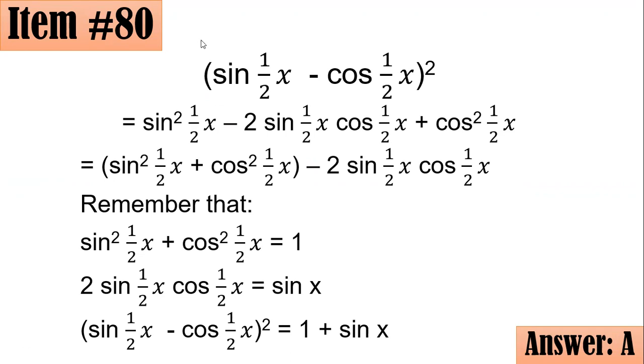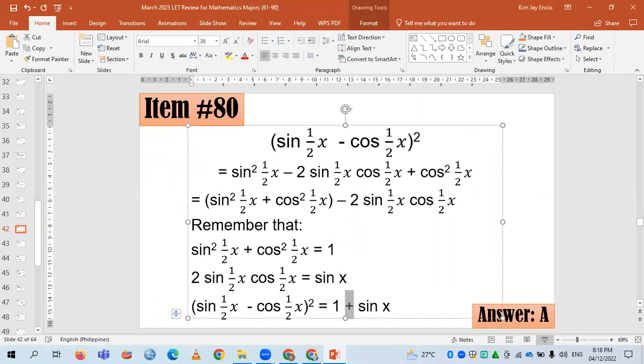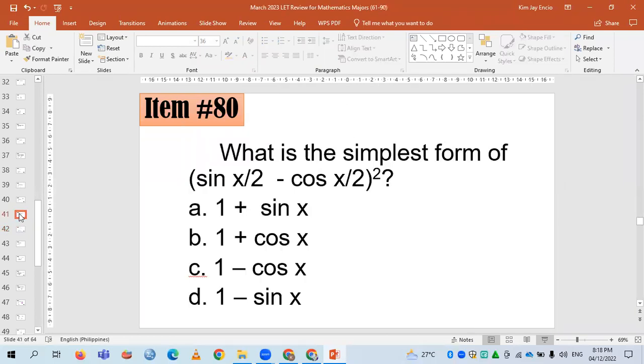What happens, sir, is sine squared A minus 2 sine A cosine A plus cosine squared A. We have the identity that sine squared A plus cosine squared A is equal to 1. So what remains is 1 minus 2 sine A cosine A. Then the identity that 2 sine A cosine A is equal to sine 2A. So what happens, sir, is 1 minus sine 2A. Returning A equals 1/2 x, the 1/2 times 2 will just cancel. So what remains is 1 minus sine x. It should be minus, right? Sorry. It should be 1 minus sine x. The correct answer is letter D.